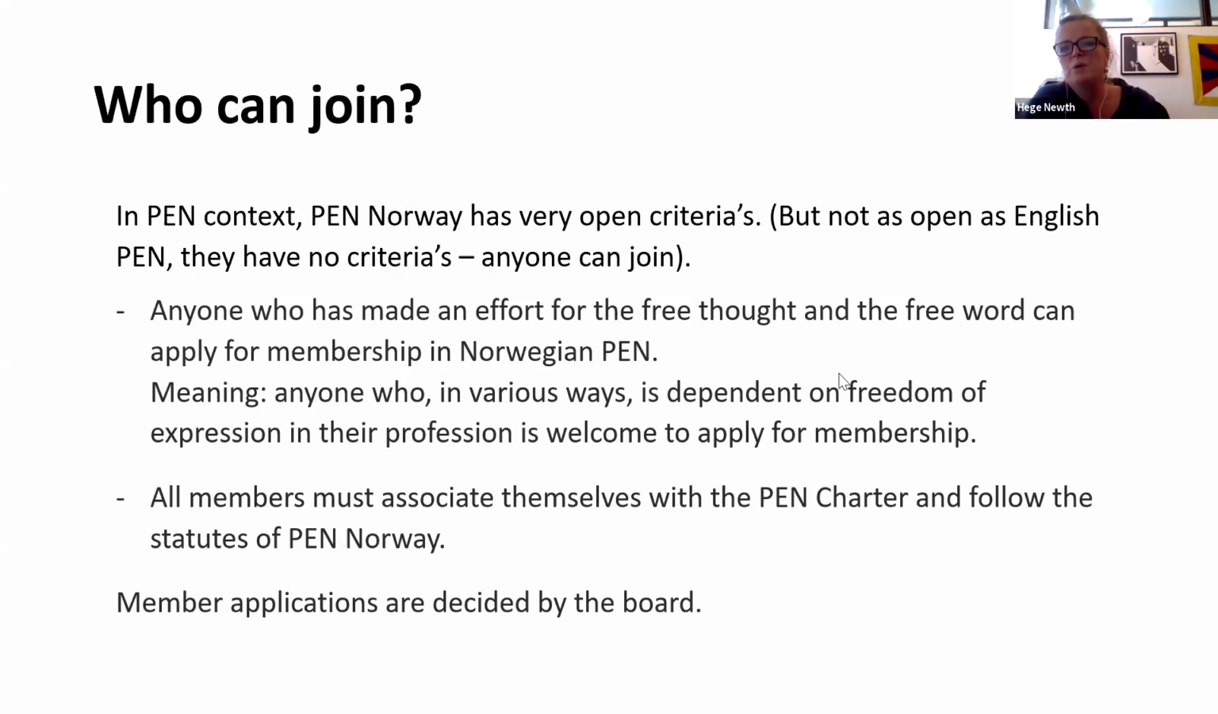So it's for every good reason. But what we do require of our members is that, like Romana said, they have to associate themselves with the Pen Charter. They have to follow the Pen Charter and also the statutes of Pen Norway. If you don't do that, and we haven't actually experienced that yet, but maybe sometime, because we are also open for people with opinions that we might not agree with.